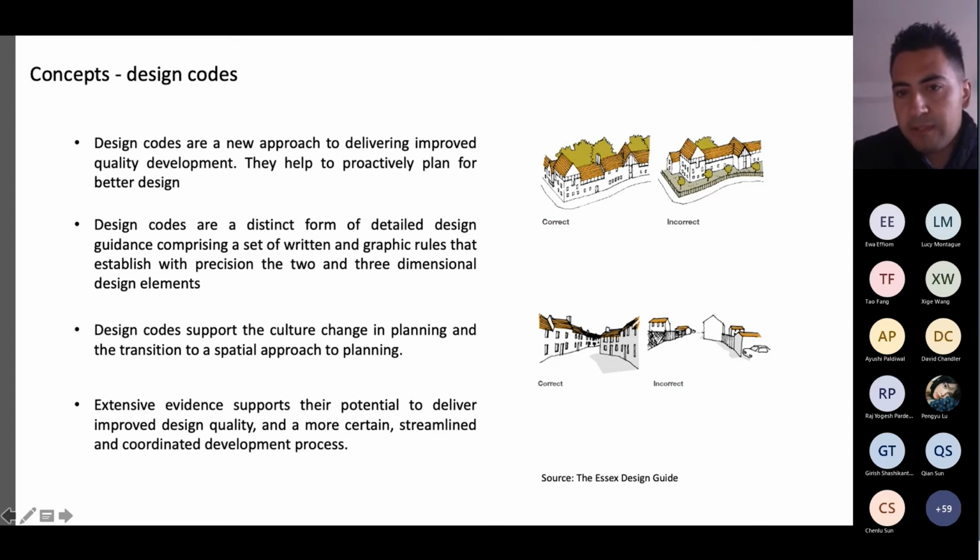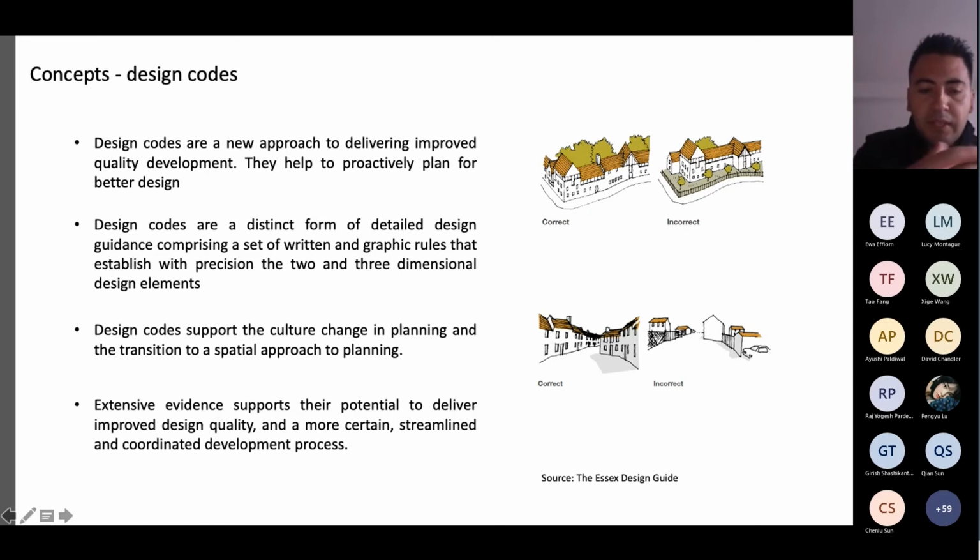There is some evidence that supports their potential to deliver design quality, and how design codes can help to coordinate the development process in terms of what is, in the end, the place that you want to build. It is basically the question. Design codes are not exclusive to a specific area or geographic location. There are different codes everywhere.